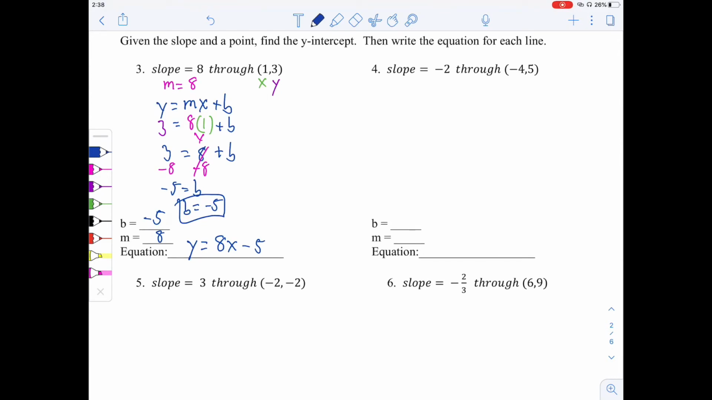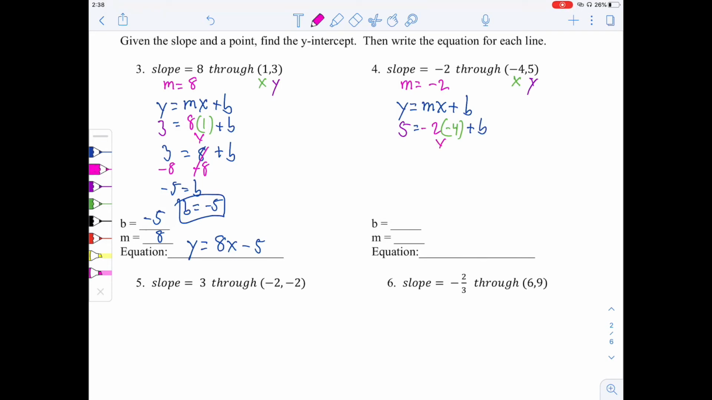Okay, number 4, same thing. We're given our slope, which is negative 2, our x value, and our y value. So we're going to put that into our slope-intercept form, y equals mx plus b. Our y value is 5 equals our slope, negative 2, times our x value, negative 4, plus b.